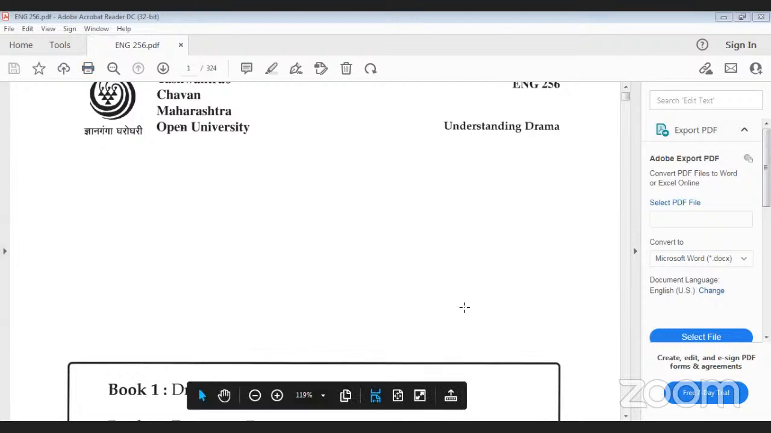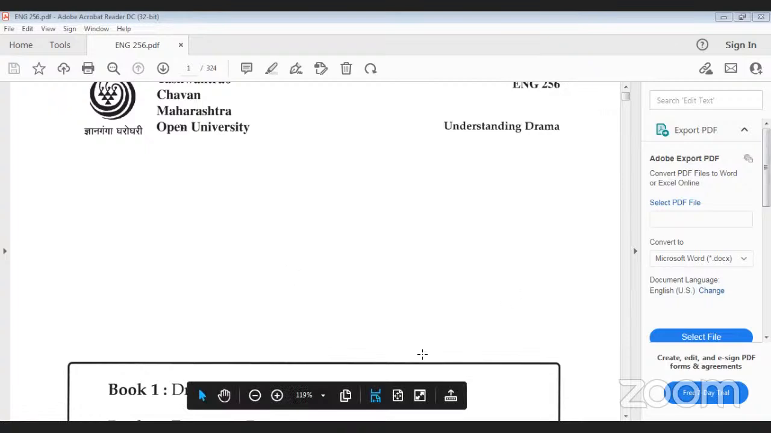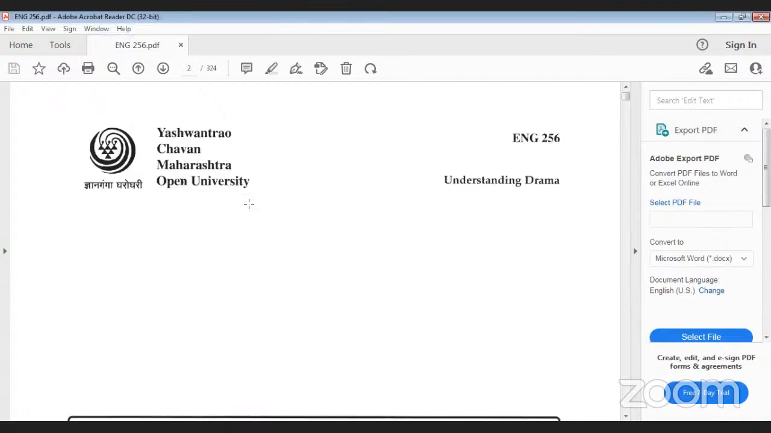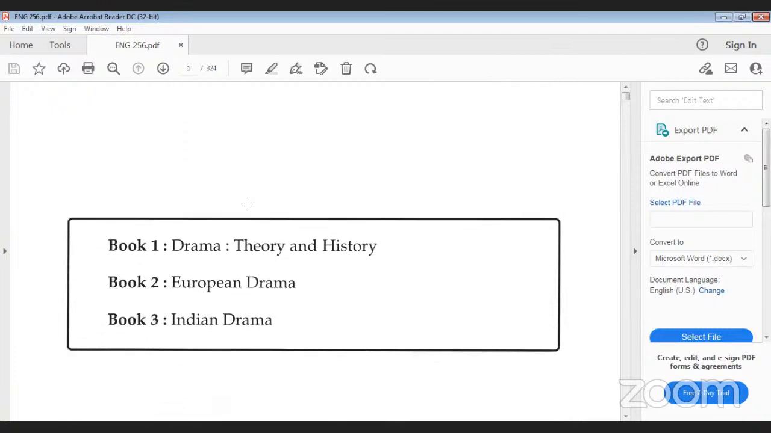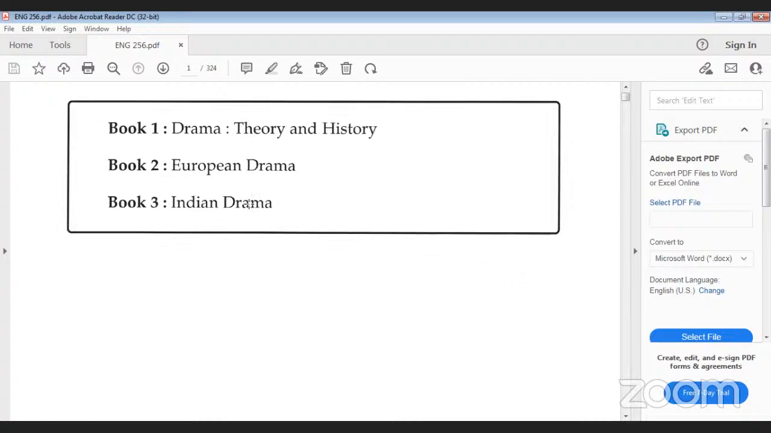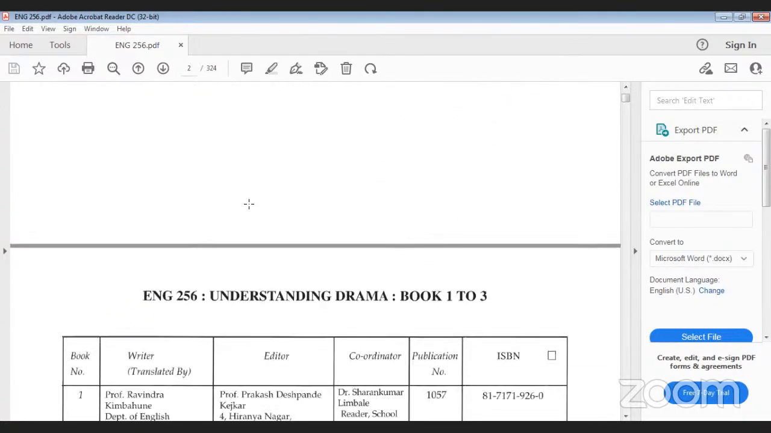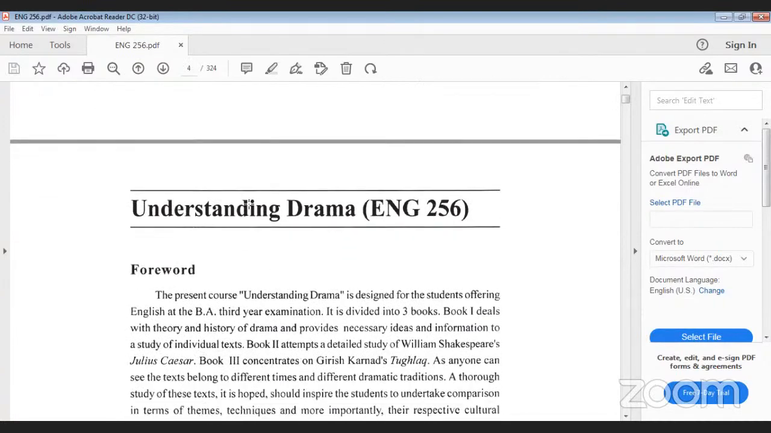We are starting 2.56 English drama, drama theory and history, European drama and Indian drama. For this, we will start with book 1, drama, theory and history. Understanding drama, 2.56.